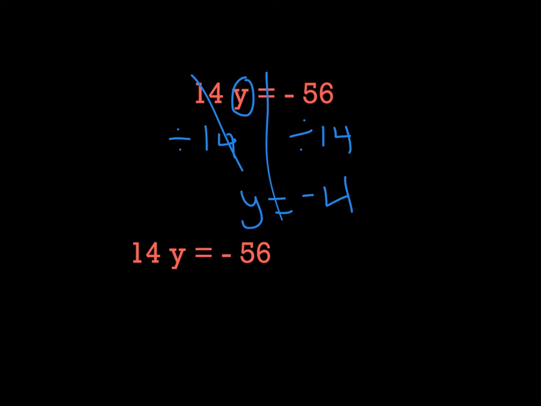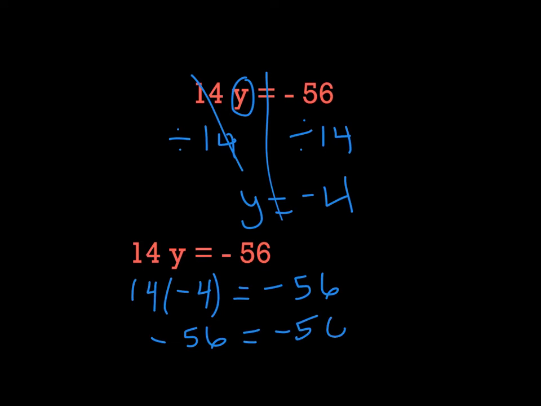All right, so we can plug in and check our solution now. So I'm going to say 14, and I'm going to plug in the negative 4. So times negative 4 equals negative 56. So a positive times a negative is a negative. 14 times 4 is 56. So negative 56 equals negative 56.